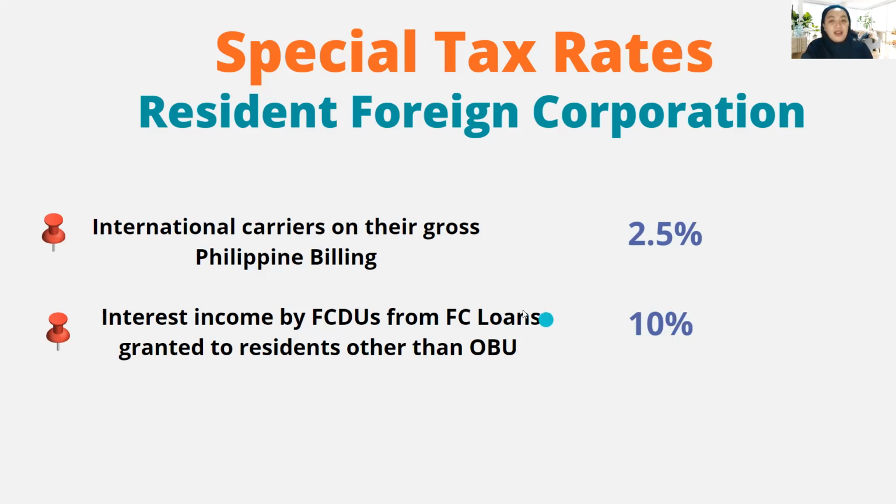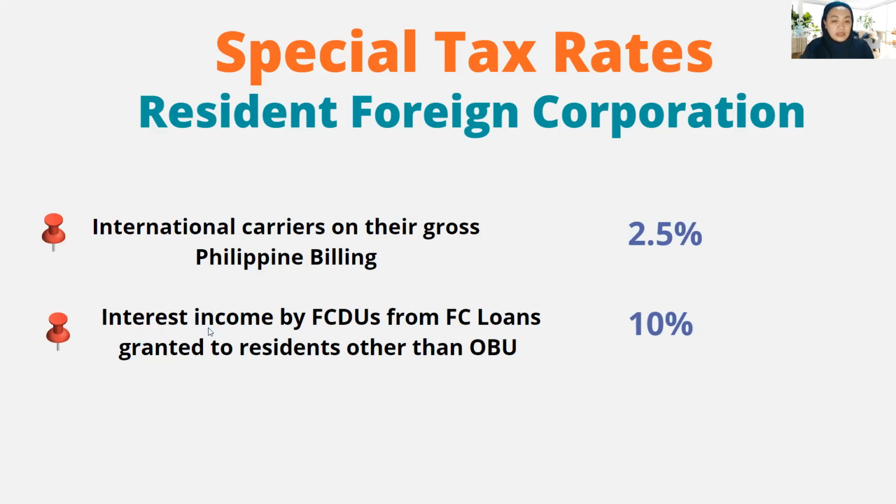So it's a mouthful, no? Don't be confused, class, ha? Because there is a reason behind why they are taxed differently, okay? In all of these instances, class, they pave way to our international trade. These international carriers, for example, with international flights, don't only carry passengers but also exports and import trades, which the Philippines benefits from. As to interest income by a foreign currency deposit unit from foreign currency loans, it also paves way to the international trade entered into by the Philippines with other countries. So that's why it's also taxed a little lesser at 10%.